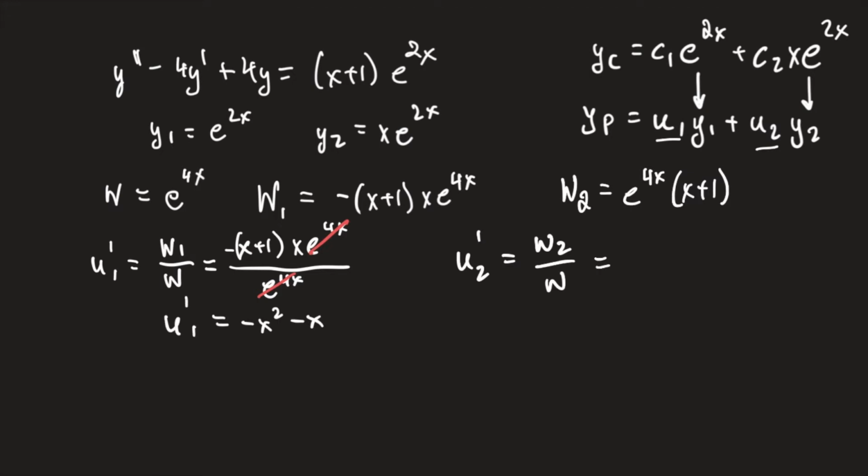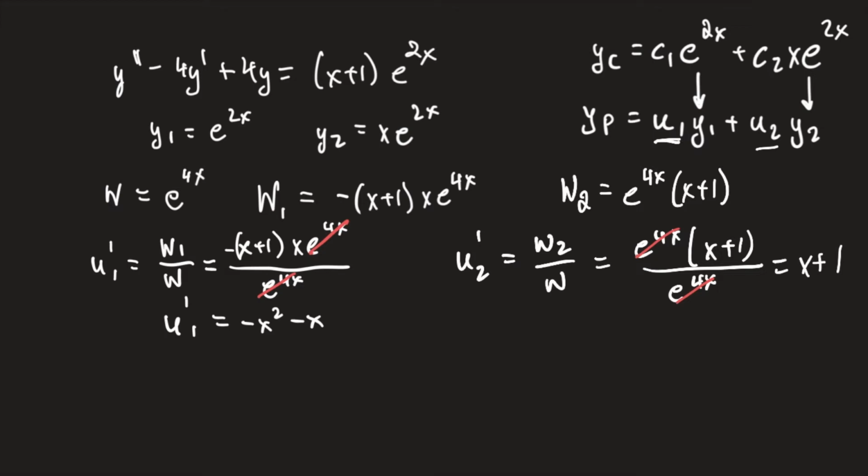To find u sub 2 prime, we're going to divide W2, which is e to the 4x times x plus 1, divided by W, which is e to the 4x. E to the 4x cancels, and we are left with x plus 1 as the derivative of u sub 2.